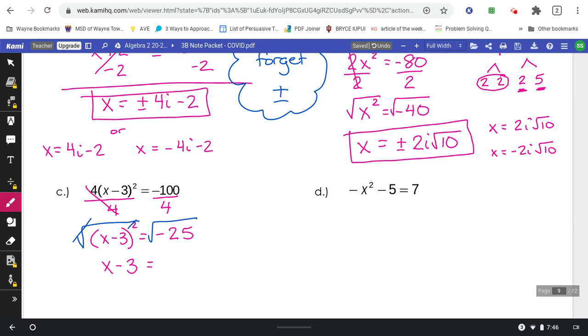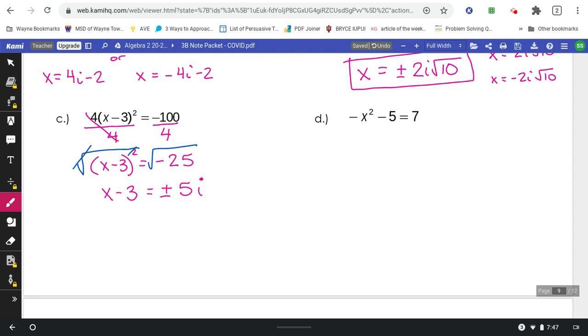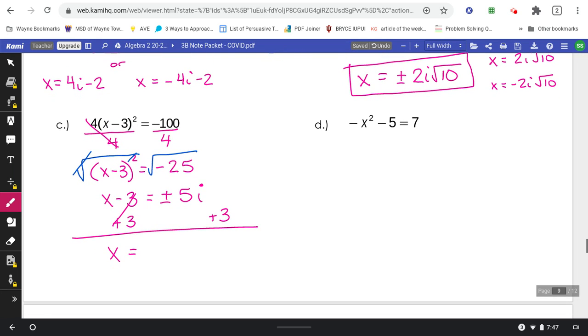And then 25 is again a perfect square. Don't forget the plus minus sign. The square root of 25 is 5, and the negative means it's an i. Our last step here is to add 3 to both sides. You cannot actually add 3 to the 5i because those are unlike terms. So just like we did on part A, we'll write them separately. 5i plus 3. You could write that as 2 separate answers if you want, or you could just leave it as the one.